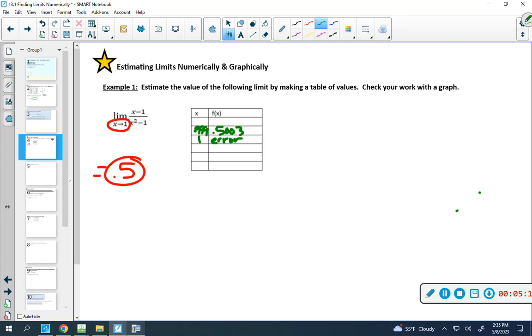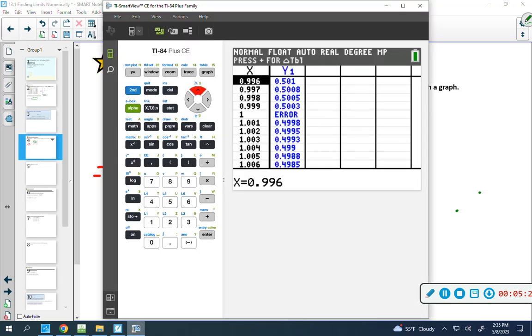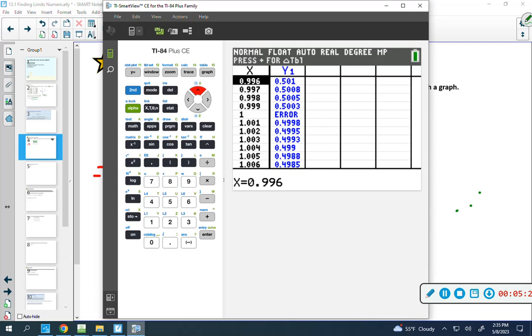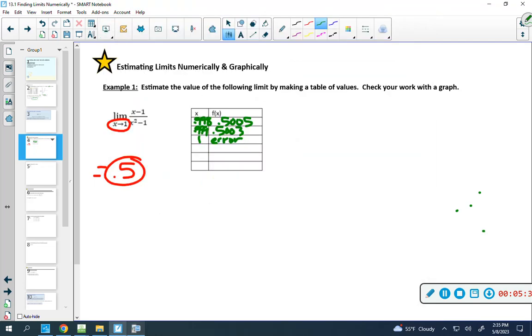So I'm just filling in stuff straight off the table here, nothing exciting. 0.998, 0.5. My sloppy handwriting, I should have made that a little bigger. And then I'm just going to put a couple more in. 1.001, 0.498. So on and so forth.